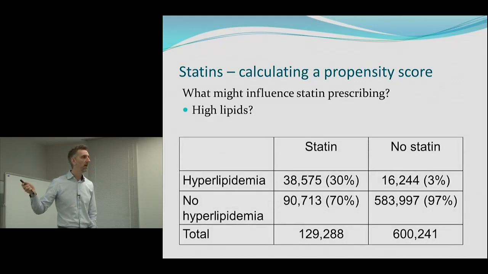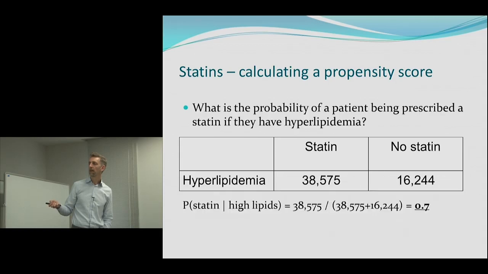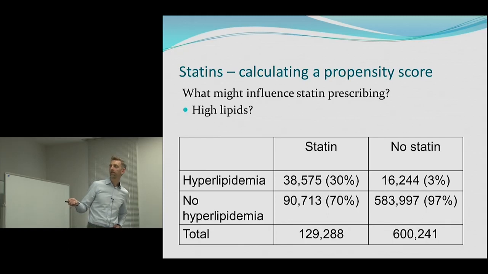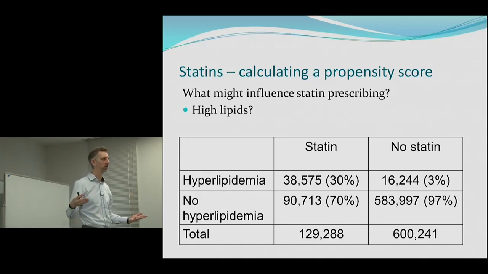So here's the data, and I've broken it down by, in the columns, statin users and non-users, and then in the rows, people who've got hyperlipidemia and people who've got no hyperlipidemia. Now, not surprisingly, amongst people who've got hyperlipidemia, 30% of statin users have high lipids. Amongst non-users, only 3% have high lipids. So that intuitively makes sense, yeah? That's how we would expect the data to look.